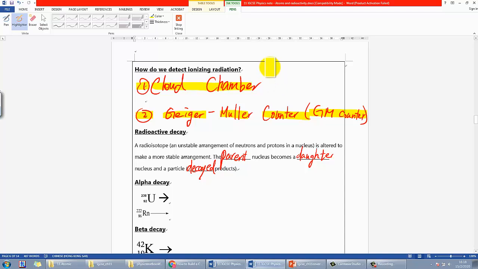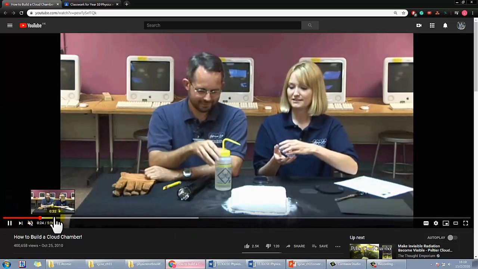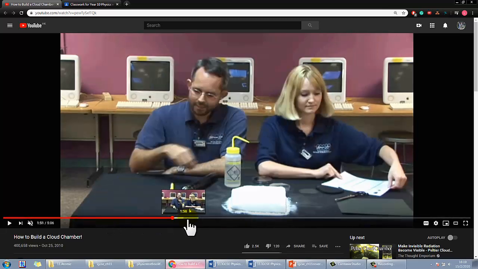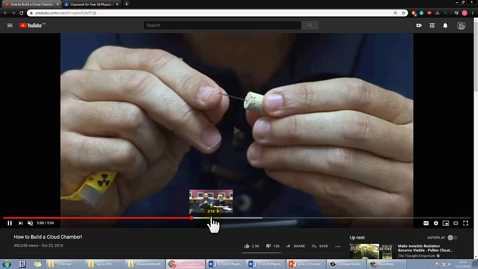For the cloud chamber, I want to show you a video. I'll put the link in the description. Basically they are using alcohol, dry ice, and of course a radioactive source. So this is a radioactive source. It's very tiny, you can see, because apparently for too large an amount you need a license in foreign countries as well. For Hong Kong, I think no matter how small, schools still have to obtain a license. So that's why we don't have it.